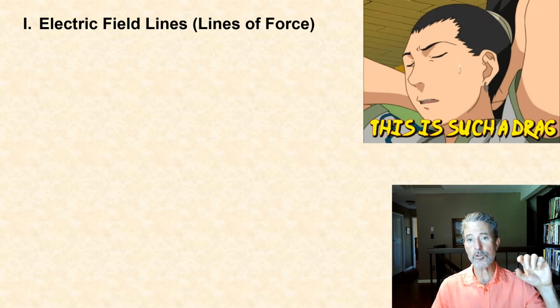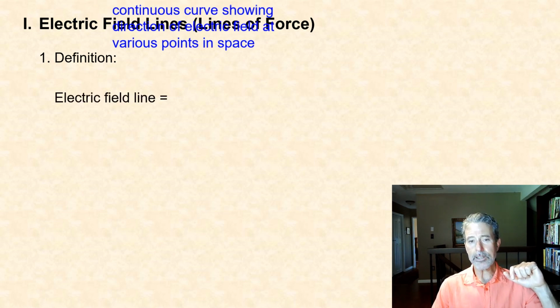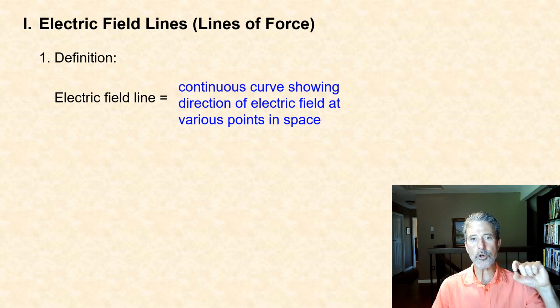This model involves what we call electric field lines as opposed to electric field vectors, and is often called the line of force model as opposed to the field model. So, what is an electric field line? An electric field line is a continuous curve showing the direction of the electric field at various points in space. Remember that the direction of the electric field at a given point in space surrounding a charge distribution is the same as the direction of the force on a positive test charge that is placed at that point in space.